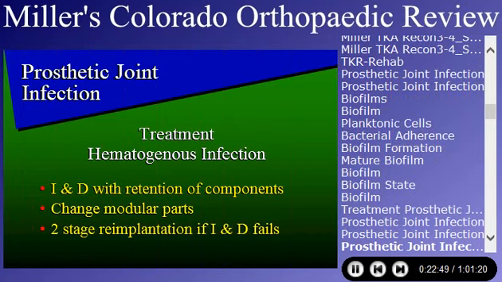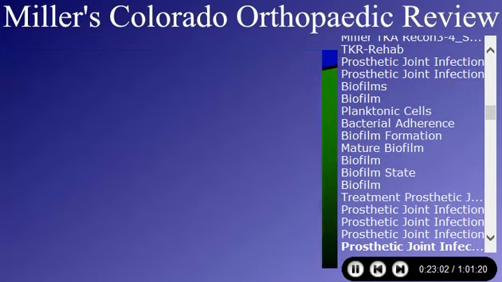Same thing with hematogenous infections. Again, the infection is acute, no biofilm yet. You do an I&D with retention of the components. You change the modular parts. Again, if it fails, then you've got to take the parts out and start over with a 2-stage procedure.